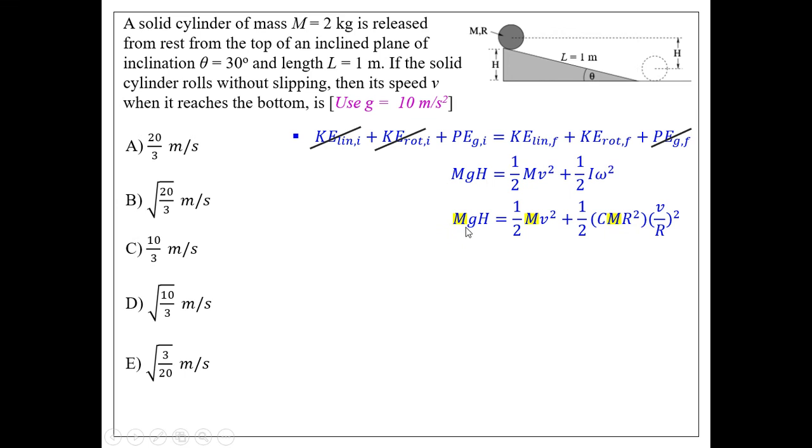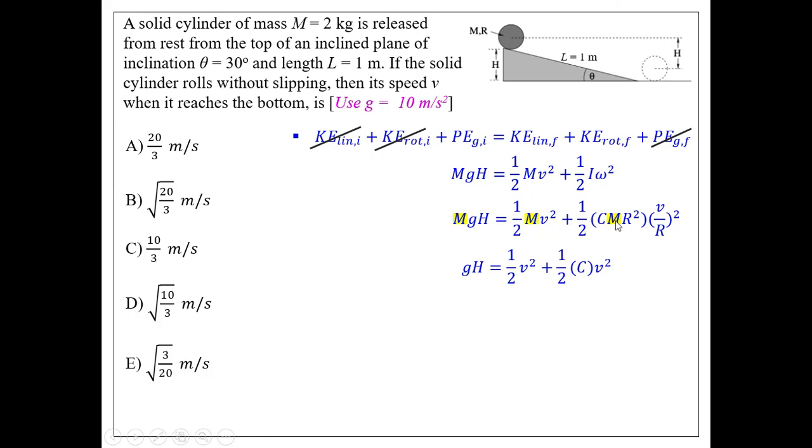All right, so you notice here in my work, I have m highlighted all in yellow. That's because there's an m in every single term here, so that cancels out. So in my next work, I'm going to go ahead and leave m out because it cancels out. So on the left side, it's just purely gh. The second term here is just 1/2 v squared.